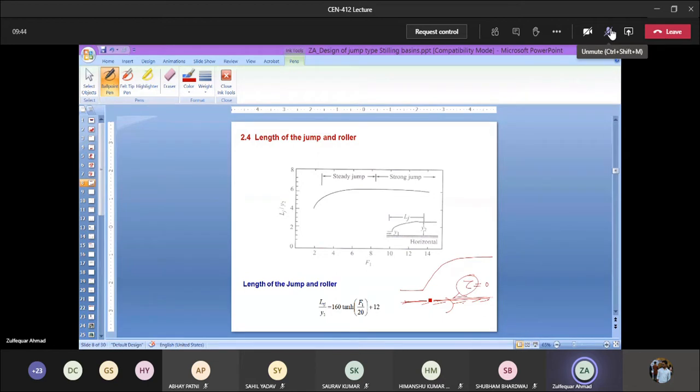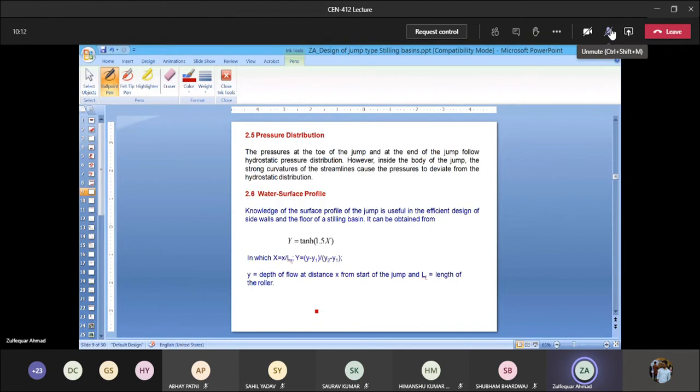So now the length of the jump you have seen. In general, the length of the jump is represented in terms of y1 and y2. You can also write, in the classical jump, some coefficient k times (y2 minus y1), where k you can take as 5, 6, like that, depending on the number. The length of the jump can also be obtained from this equation. Roller. Pressure distribution and water surface profile you have gone through.